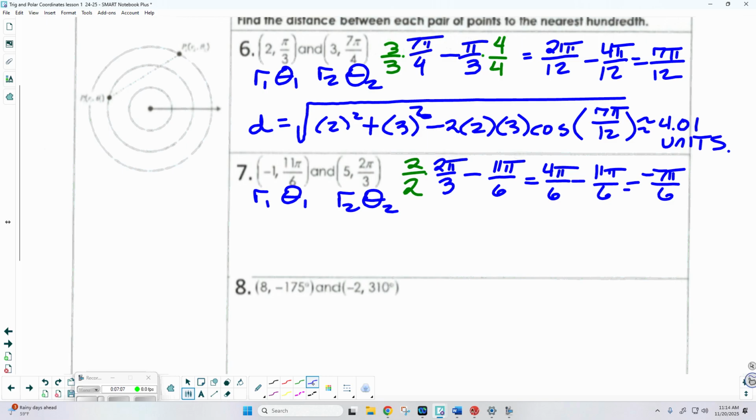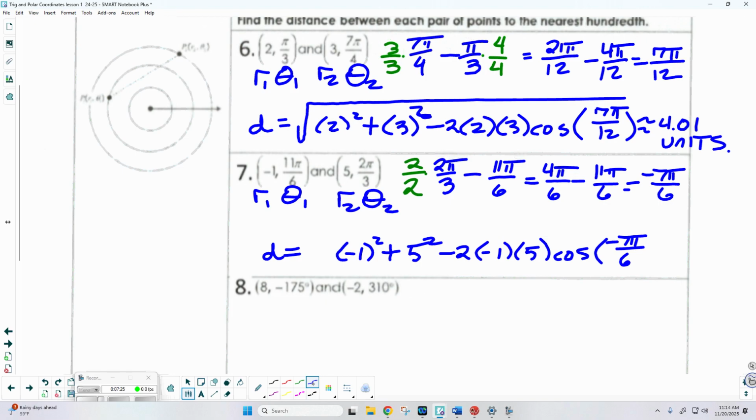So I've got the distance equals first radius squared plus the second radius squared minus 2 times the first radius times the second radius times the cosine of negative 7 pi over 6. And then all of this is below the radical. And this time I'll actually put in the negative just to show you that it doesn't matter. If you want to put in just 7 pi over 6, you're good. But everybody go ahead and type this in and let's see if we match up.